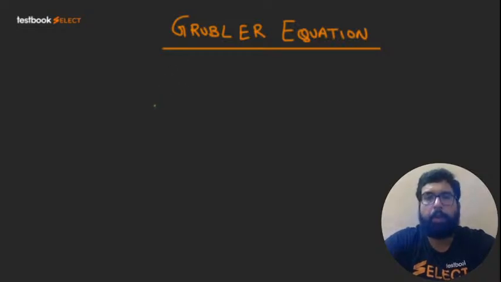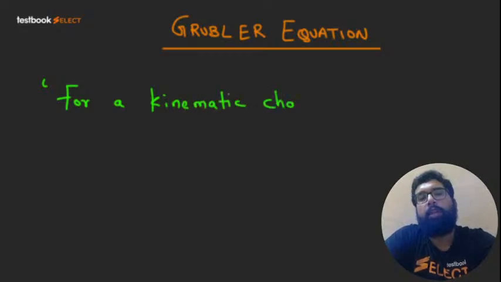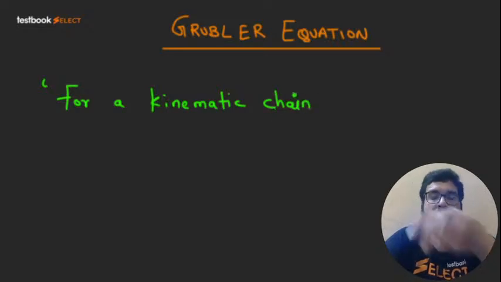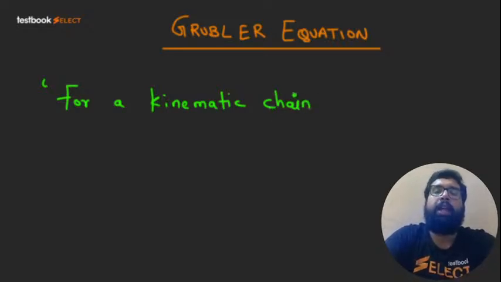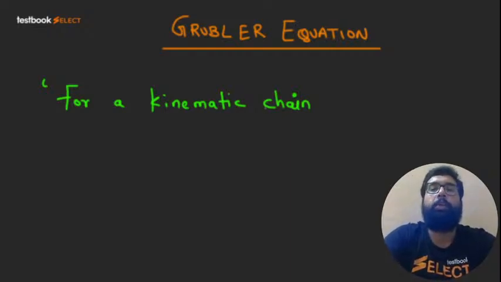Now please understand this. Very important concept, very beautiful concept. What does Grubbler equation say? Grubbler has given us this statement for a kinematic chain. I told you in the very first session the kinematic chain is what we desire the most, because if for one input we are getting one output, that is the best proposition. For a unique input, if we are getting the unique output, there cannot be anything better than that.